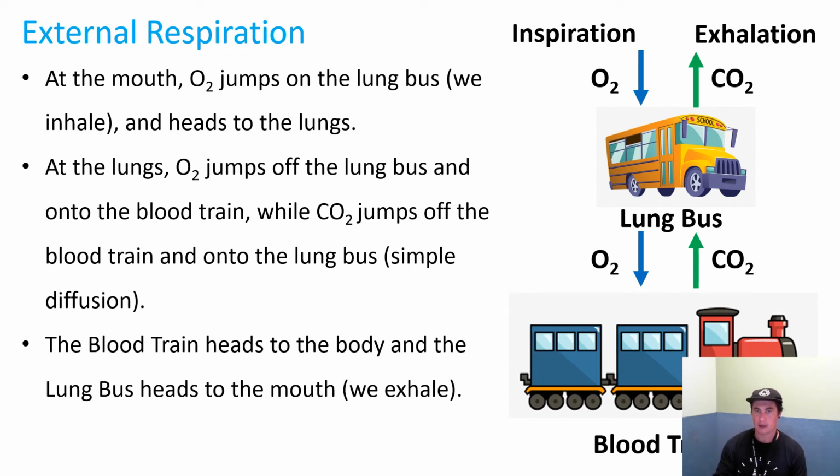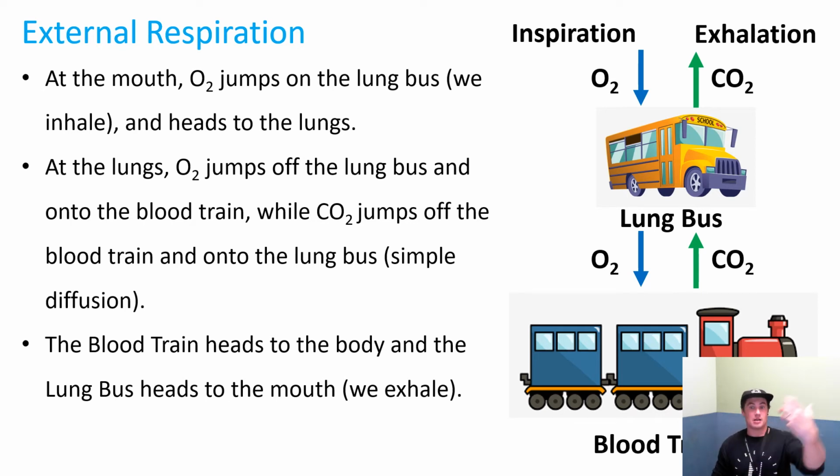At the mouth, oxygen jumps on the lung bus, and you inhale. So that bus heads to your lungs. So it heads to the little grapes of your lungs. At the lungs, oxygen only jumps off the bus because there's lots of it on the bus, and it diffuses into your body's cardiovascular system, or the blood that's at the lungs. So we call this getting on the blood train. Well, the opposite is happening from the train to the bus. So you've got CO2 on the train because it's just come from the body where it's been generating ATP. CO2 goes from the train onto the bus.